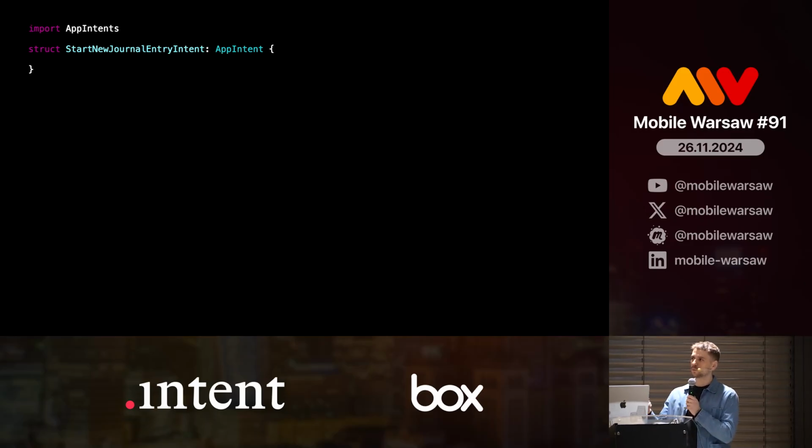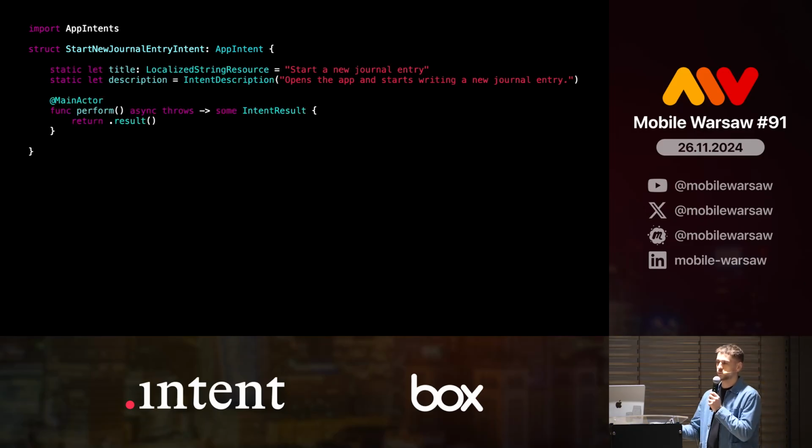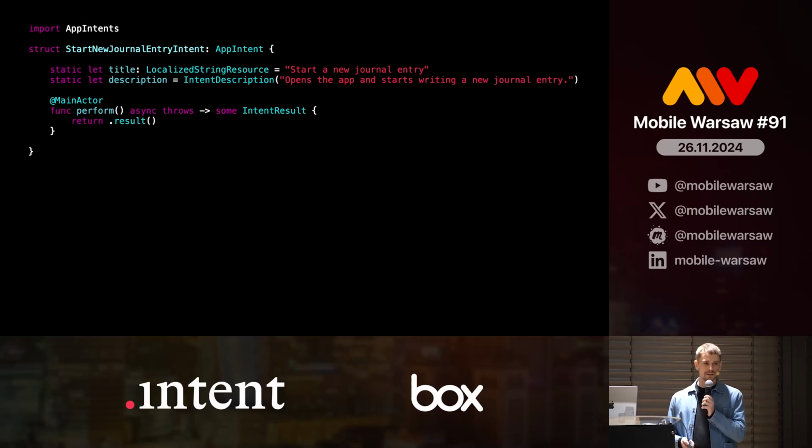So we name it Start New Journal Entry Intent. And an intent is basically a representation of our action. We need to provide a title of our action. It would be Start a New Journal Entry, with a detailed description. Then we have to implement the perform method, which is basically the action itself.